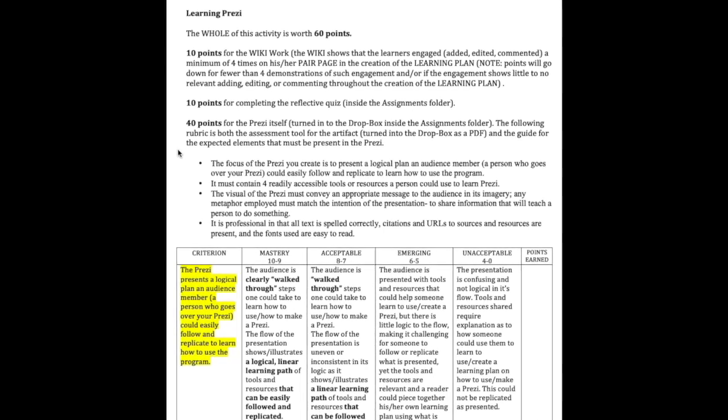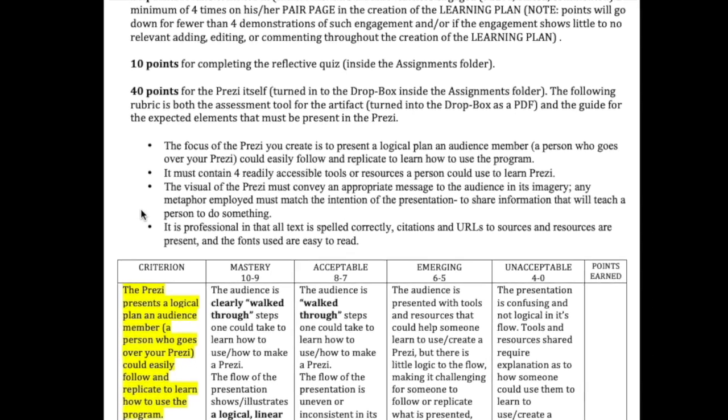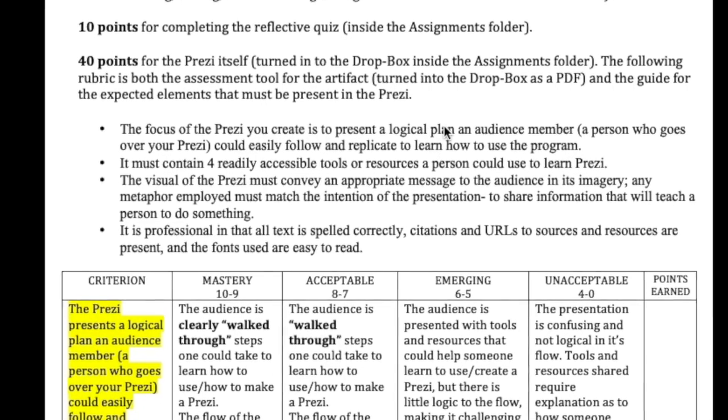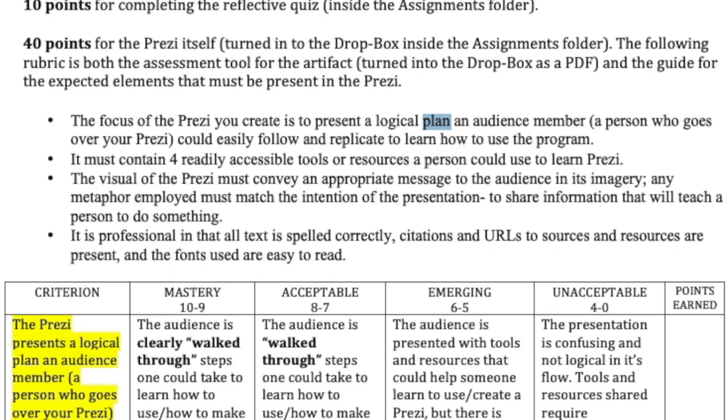The bullet points on the assignment, right above the rubric, talk about how the focus of the Prezi is to create a plan that an audience member can follow to replicate how to learn the program. What you're doing is creating a plan for someone to learn. You are not actually actively teaching yourself. So how do you think about the learning process? How would somebody sitting down in front of a computer with just your plan and Prezi up on their screen, and maybe a cup of coffee or tea or something stronger, sit and learn this on their own?